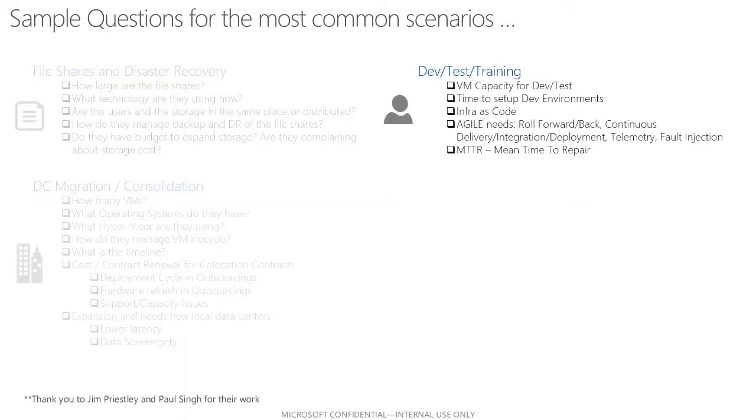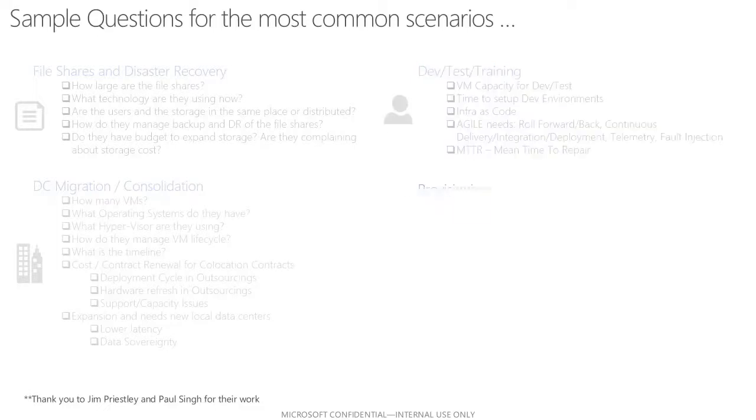If you're going to use Azure for dev test, you would have to ask questions such as what is the virtual machine capacity that's required by your dev test and your developers? What are your agile needs? Do you do roll forward or back, continuous delivery? Do you want to use CI/CD and things like that? Either you create a dev test environment fully from scratch using open source tools running on VMs, or you just simply use platform as a service or dev test as a service, such as what we provide in Visual Studio on Azure.